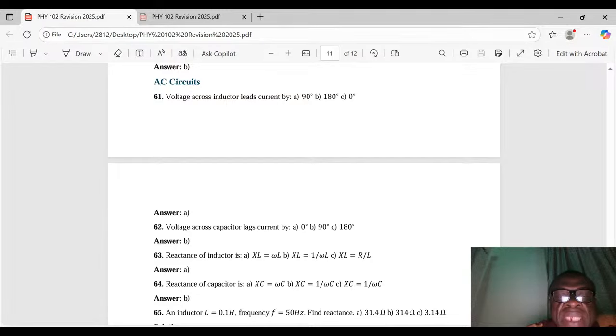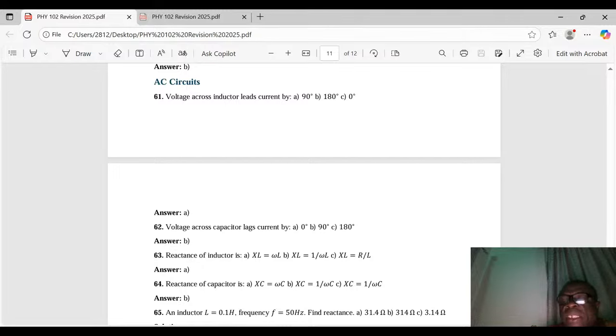63. Reactance of inductor is A. XL equal to omega L. B. XL equal to 1 over omega L. C. XL is equal to R over C. The correct answer is A. XL equal to omega L.